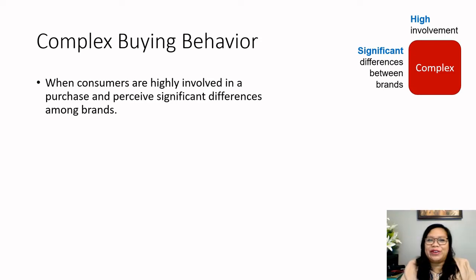Complex buying behavior is when consumers are highly involved in a purchase and perceive significant differences among brands. More complex decisions usually involve more buying participants and more buyer deliberation. Consumers may be highly involved when the product is expensive, risky, purchased infrequently, and highly self-expressive. Typically, the consumer has much to learn about the product category.